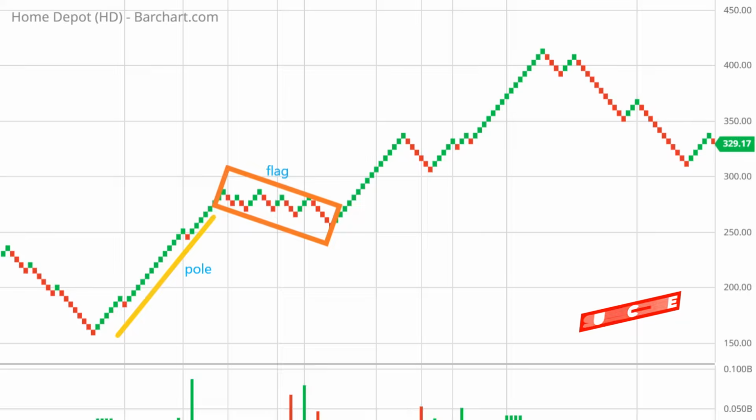The key mistake to avoid is trading flags that form after a long, overextended run with no pause. Those are usually traps.